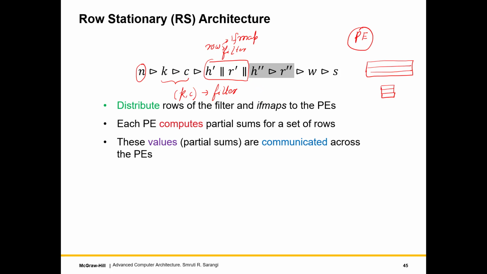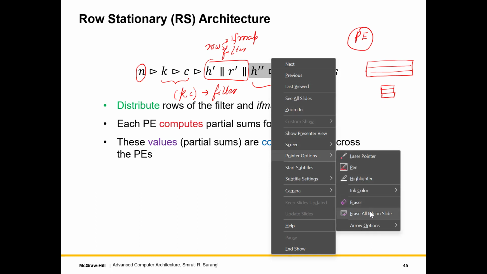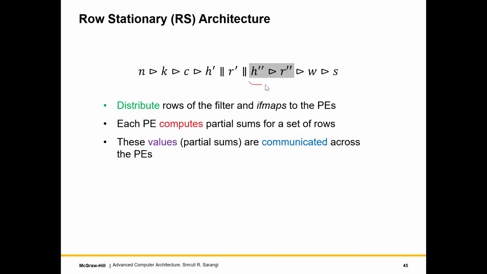Once that is done, and this is being done in parallel, each PE basically only needs to compute this much. Let us focus on that. And what's a better way than getting rid of all the ink? So we do that and we focus on what a PE is supposed to do. In this case, it picks a row from the tile, an IF map row, and it picks a row from the filter.